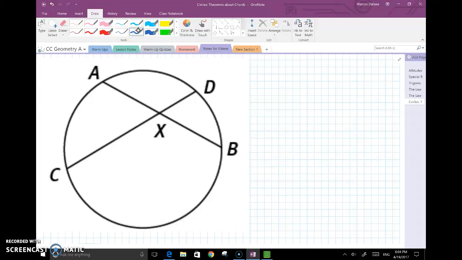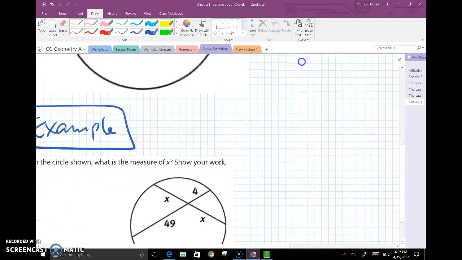So AX, the product of AX and XB would be the same as the product of CX and XD. Okay, AX times XB ends up being the same value as CX times XD. And that's really it. That's the whole idea behind this. So with that in mind, let's go ahead and jump right into an example to see how this works.